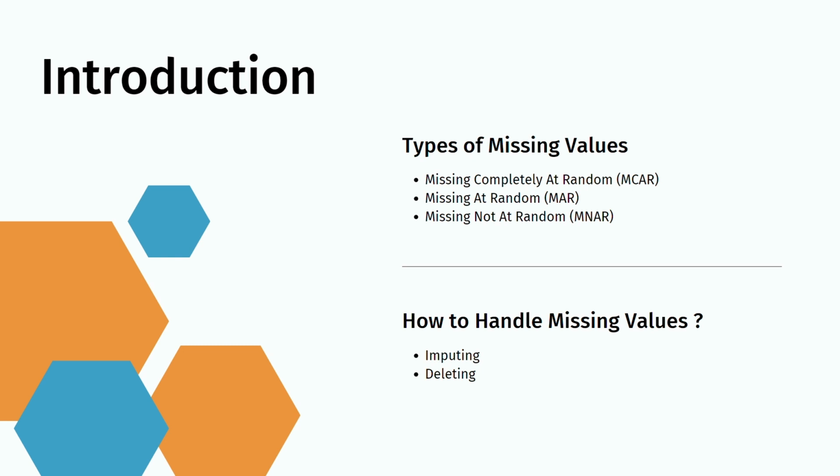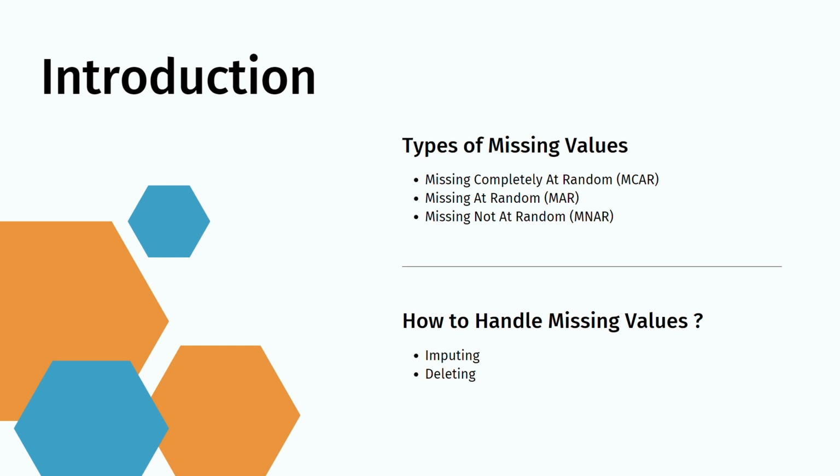Now the third category is missing not at random, or MNAR. So this basically means that it has been either intentionally left out or something like that. For example, let's say there is a survey and they're asking you a lot of details including your salary, so you might not want to disclose some information that is personal to you, and you will not even have any other feature to know that this is missing.